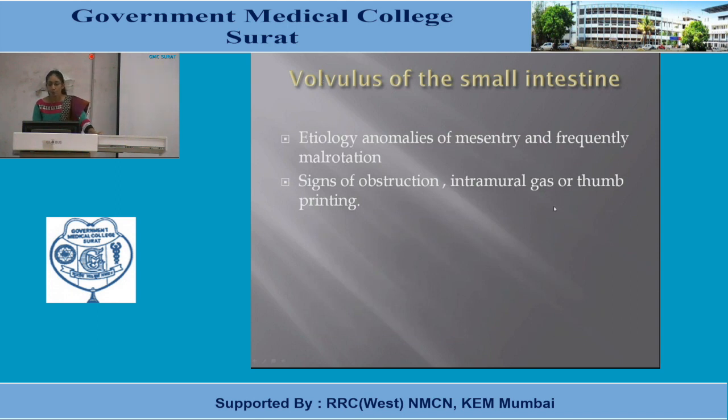Next is volvulus of the small intestine. This occurs mostly in the pediatric age group, and the etiology may be an anomaly of the mesentery or frequently malrotation. Signs of volvulus on plain X-ray are obstruction, intramural gas within the wall of the bowel, and thumb printing due to gangrenous changes in the bowel wall.